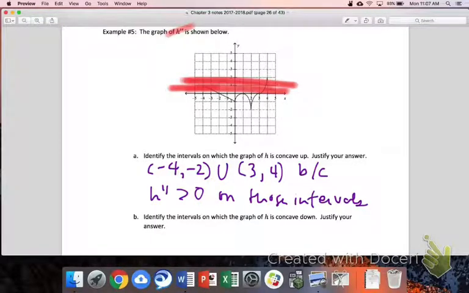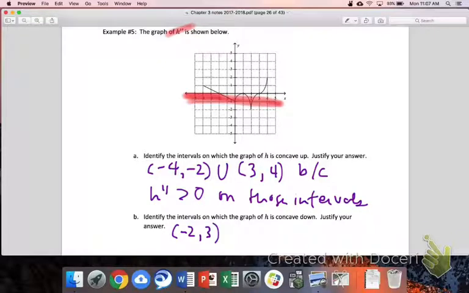Okay, then the other one is identify the intervals on which the graph of h is concave down. Here, we would be looking not for where h double prime is positive, but for where h double prime is negative, and that would be below the x-axis. There's two different ways I would take this answer. If you put -2 to 3, that interval right there, I would give you full credit. Or if you did -2 to 1, along with 1 to 3, I would give you credit for that as well. Do you see how when x is 1, it looks like h double prime is 0 for just one point? So sometimes people will write it like that.